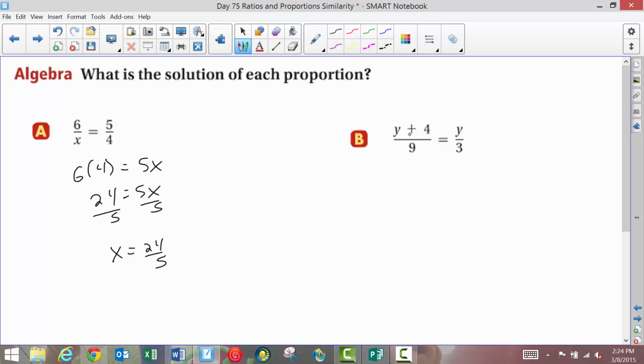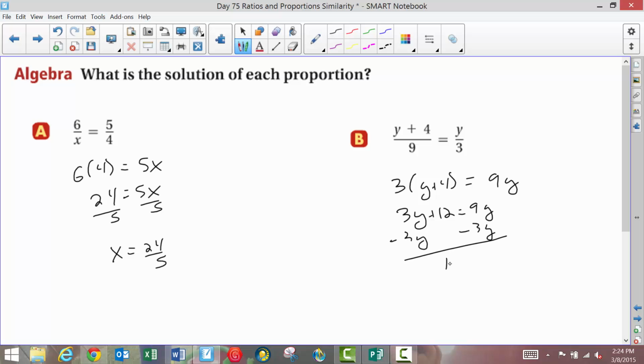Same thing here. I have a fraction equal to a fraction. How do I solve? By doing the cross product. So it's 3 times y plus 4 equals 9y. Distribute: 3y plus 12 equals 9y. Now it's your algebra. Subtract 3y, and I have 12 equals 6y. y is equal to 2.